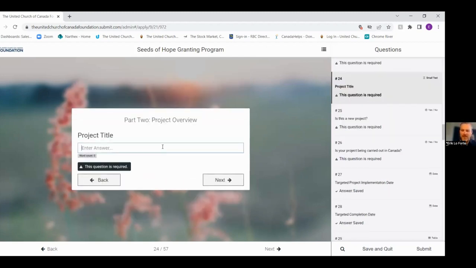Project title seems pretty straightforward, but we do get a variety of different things. What do you call your project? It might have an official title name, but you also might use something that is just very direct, so everyone knows exactly what your project is doing. But simply, what do you call your project? What can we refer to your project as?